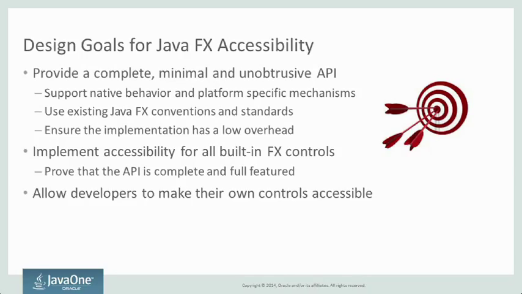We had to implement accessibility for all the built-in controls. The obvious reason for doing that is so that the controls are accessible, number one. But the second reason is to test out our API, because we're not only implementing the API way down deep in the glass layer and down in the guts of JavaFX, we're using that API to make our controls accessible, and that is a proof of concept that you can use the API to make your controls accessible.